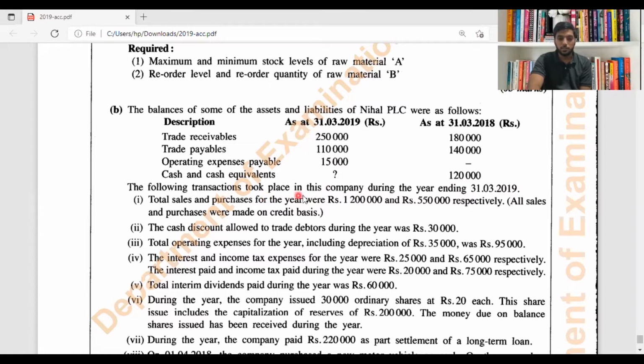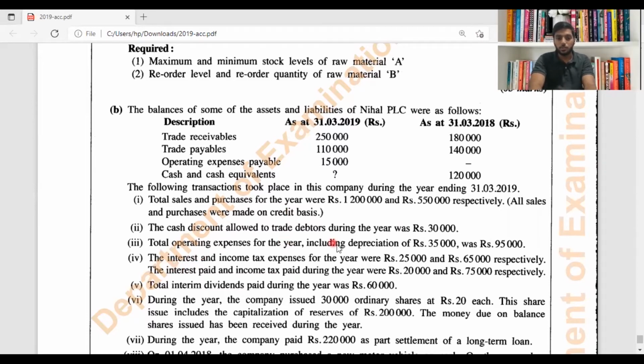The following transactions took place in this company during the year ending 31st/3/2019. Total sales and purchases for the year were rupees 1,200,000 and rupees 550,000 respectively. All sales and purchases were made on credit basis. The cash discount allowed to trade debtors during the year was rupees 30,000. As I said, it's direct method. They are giving the amount of discount allowed, the sales they have made, and the purchases they have made. So you need to find out how much cash has been received from the debtor and how much cash we have paid to the payable, which is the supplier.